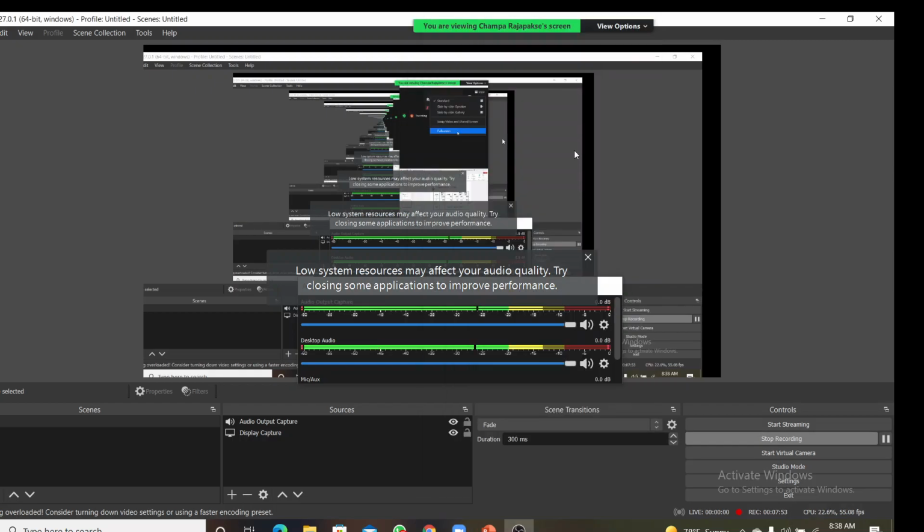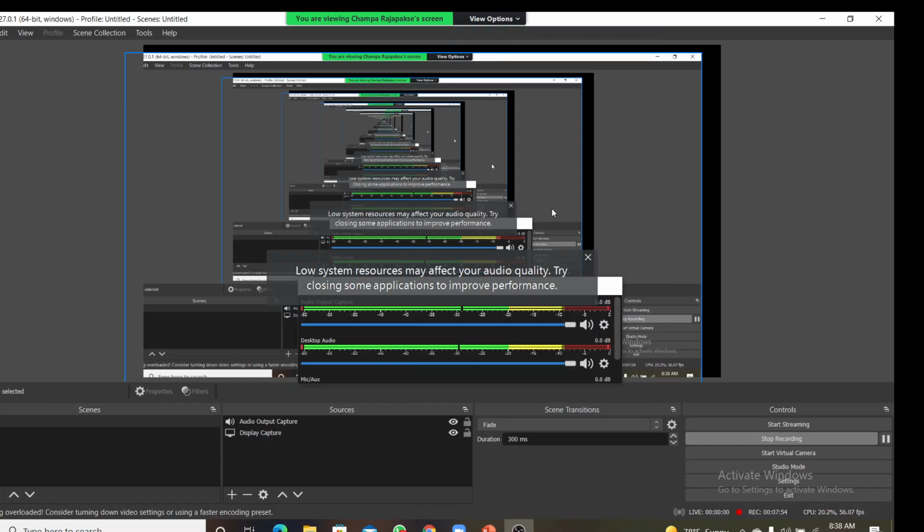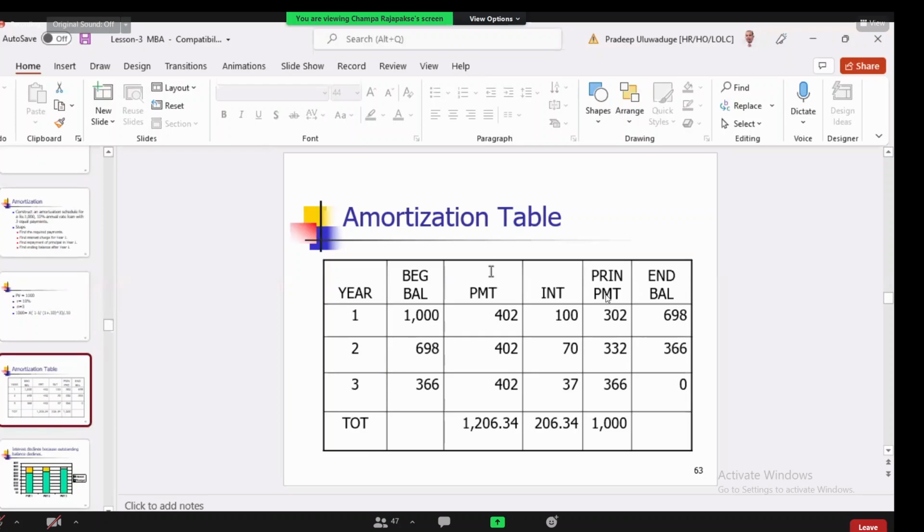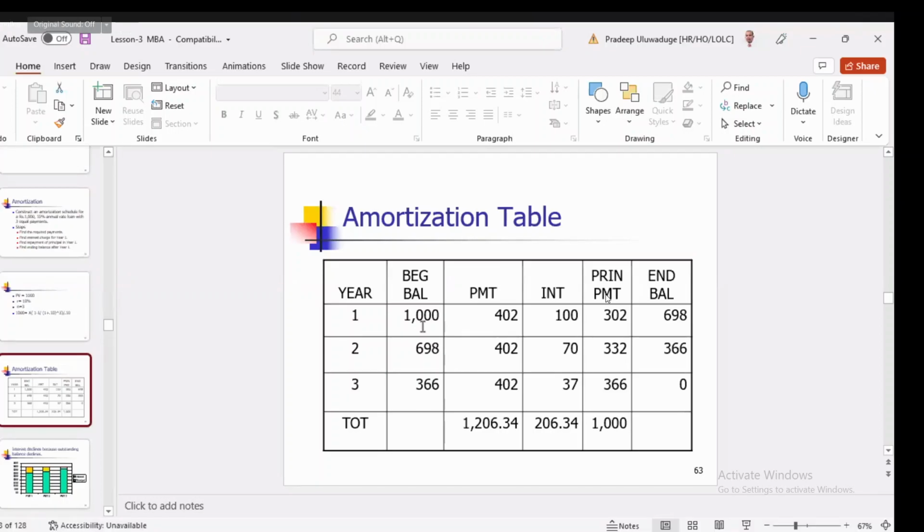So at year one, the beginning of the year balance will be 1000 rupees, right? So after 1 year, what happens? Interest will be added at 10%, right? So the end of the year balance will be 1100. That is the principal plus the interest for the year, 10% on 1000. And from that, we deduct 402 rupees as the installment, right?